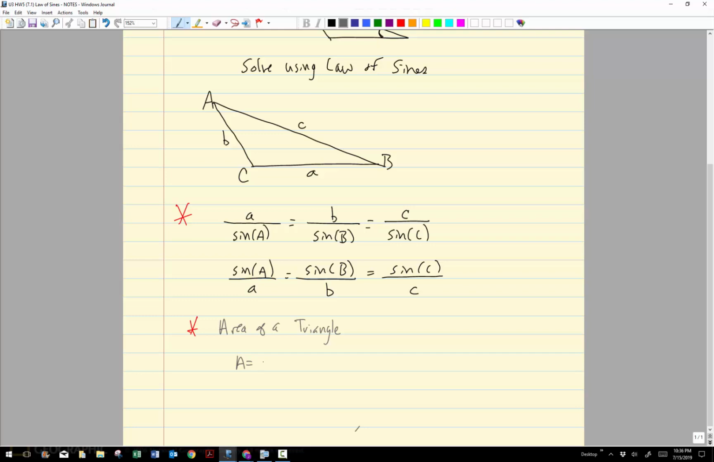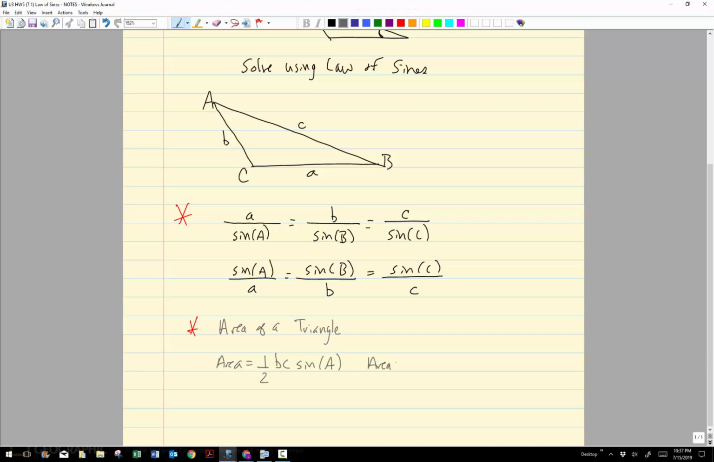It's A equals 1/2 bc, and this is side b times side c, and this is going to be sine A. So instead of writing an A here, I'm going to write area, because I don't want the letter A to be confused with the angle A. So the area of a triangle is 1/2 side b times side c times the sine of angle A.